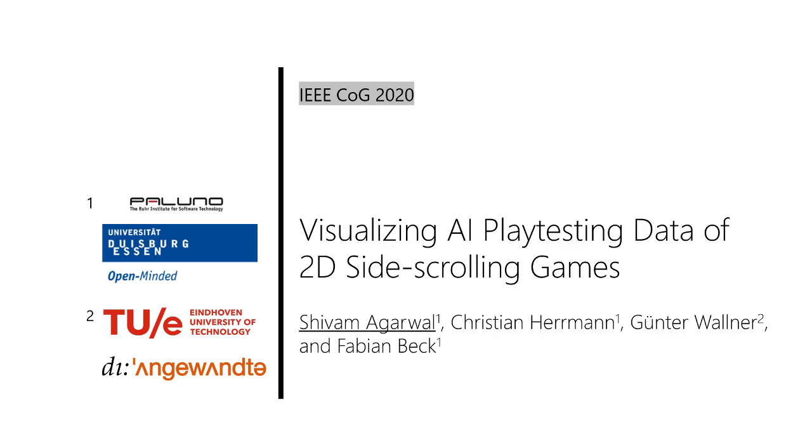Today I am going to present our work on visualizing AI playtesting data of 2D side-scrolling games. The work was done in collaboration with Christian Herman, Günter Wallner and Fabian Beck.